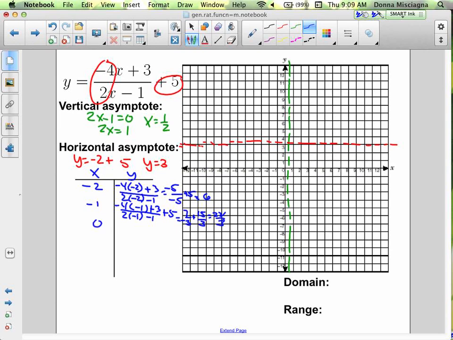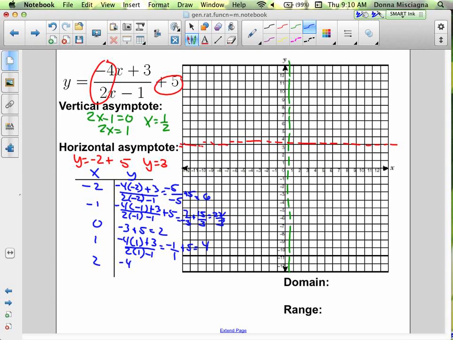0. All right, so if it's 0, we're going to have a -3, right, because the x's are gone. -3 plus 5. So that's 2. I got 2 integers. And then we've got on the other side 1. So that would be -4 times 1 plus 3 over 2 times 1 minus 1. So that's going to be -4 plus 3 is -1. Oops, and then plus 5. Well, I had 5 to the whole thing. And then 2 minus 1 is 1. So we got a -1 plus 5 is 4. There's another integer.